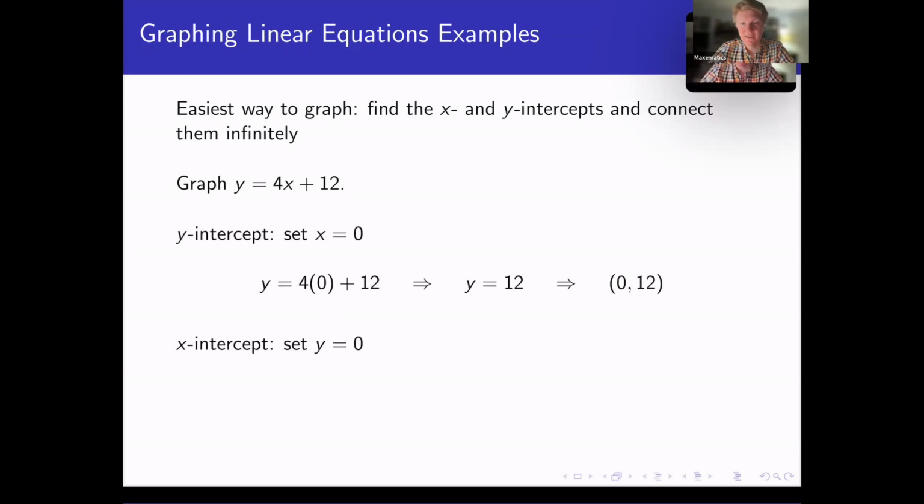For the x-intercept, we're going to set y equal to 0. Well, 0 equals 4x plus 12. Let's subtract 12 on both sides. Let's divide both sides by 4. So the x-intercept is negative 3, 0.